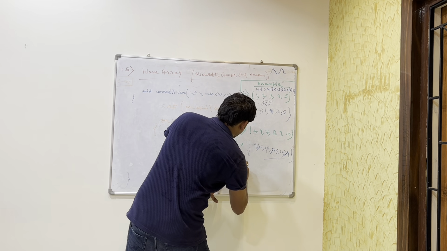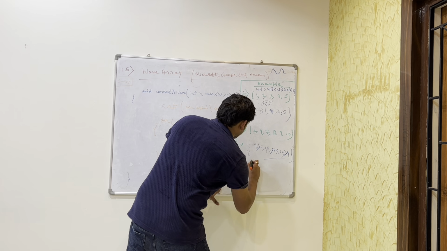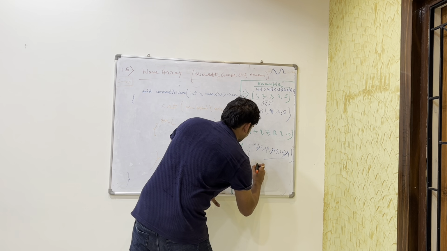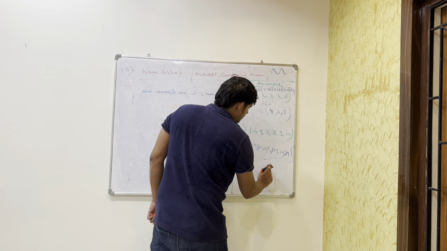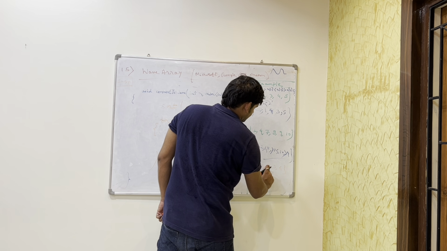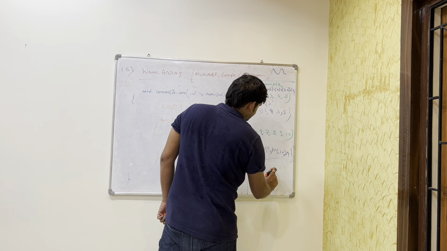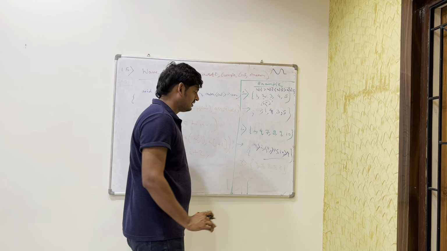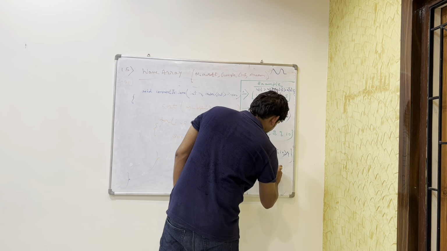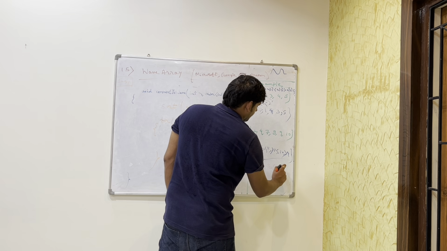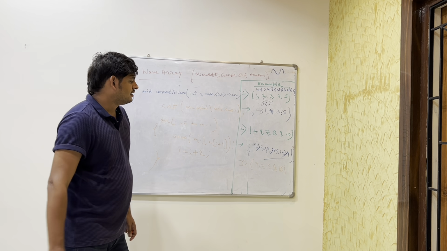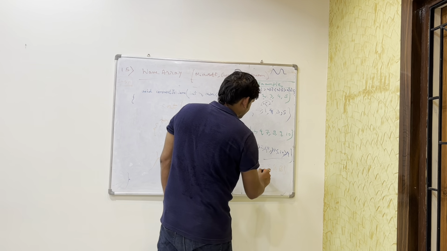Suppose we get another example as say 9, 2, 5, 3, 4. In this case, 9 is greater than 2, 2 is less than 5, so this is fine. 5 is greater than 3, but 3 is not greater than 4. So 5 is greater than 4, but 4 is also greater than 3. So this is not a wave array.